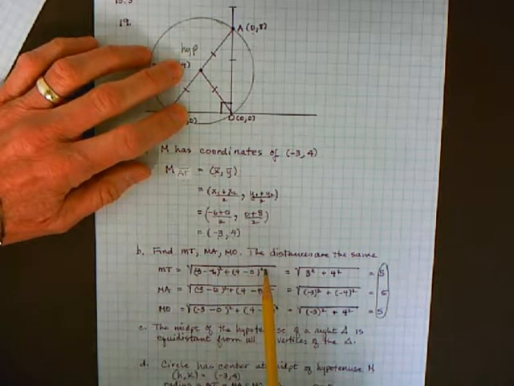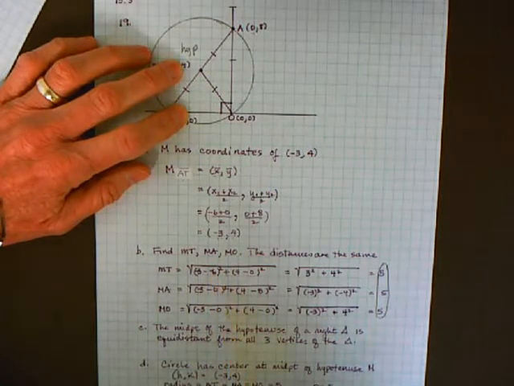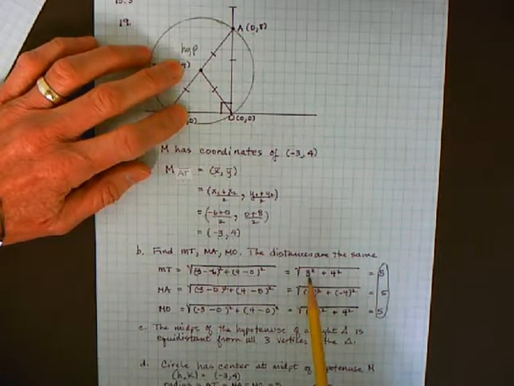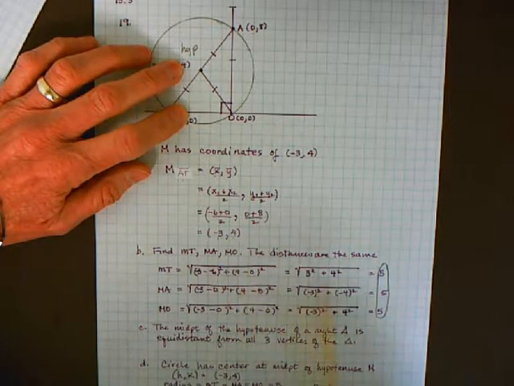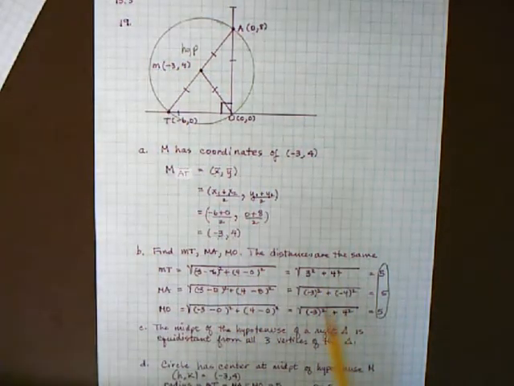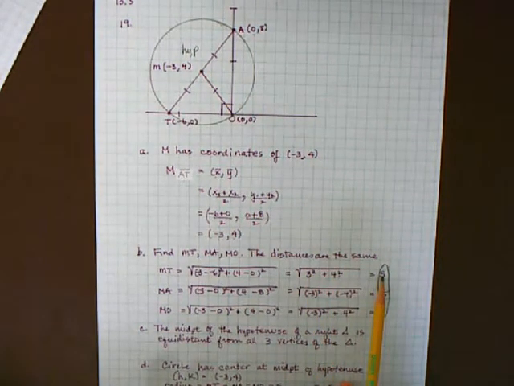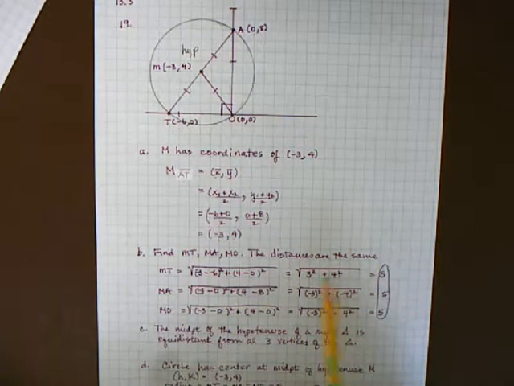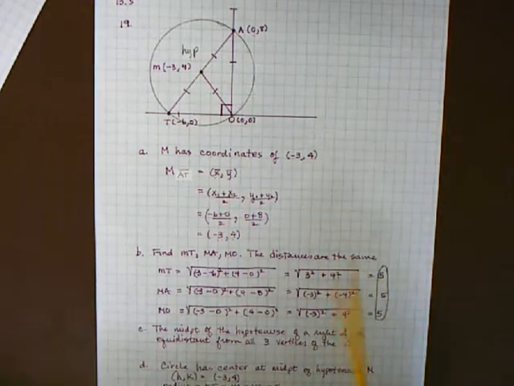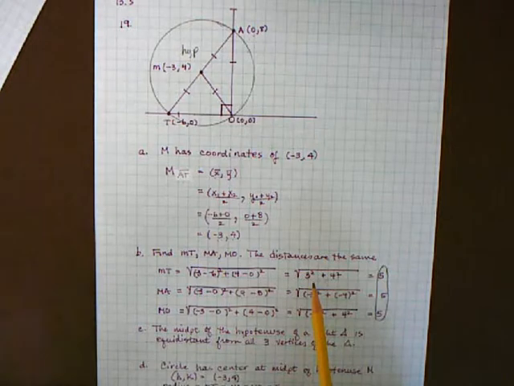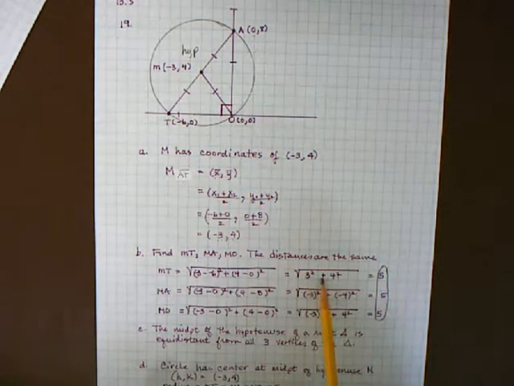Negative 3 minus negative 6 is negative 3 plus 6, which is just 3 squared, and 4 minus 0 is 4 squared. We can see that this is a Pythagorean triple, right? 3 squared plus 4 squared equals 5 squared. This square root, if I squared both sides of this equation right here, I'd see that. So if you don't notice that it's a Pythagorean triple, you can do it like this. 9 plus 16 is 25, and the square root of 25 is 5.